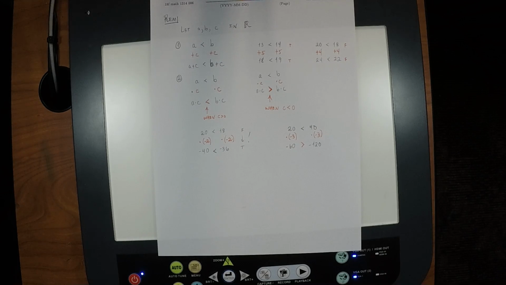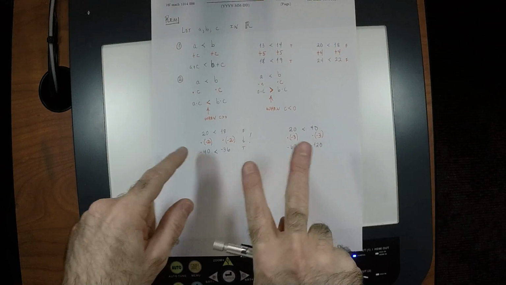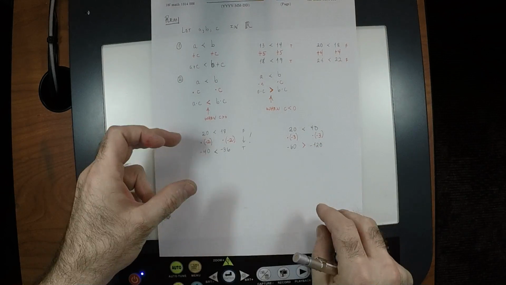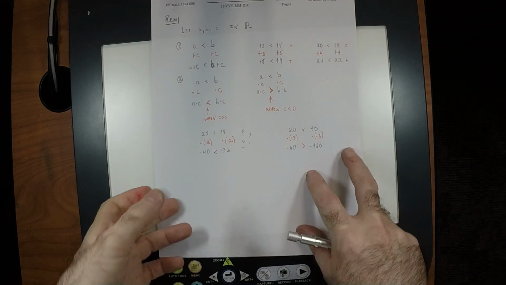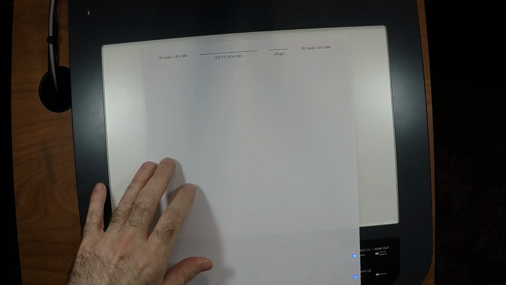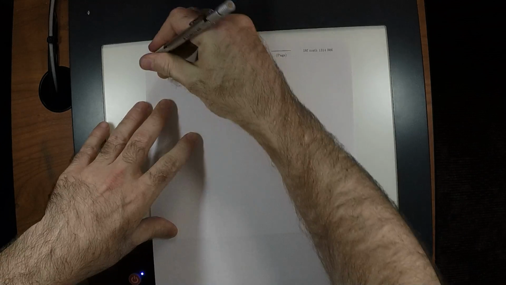All right. So this issue of multiplying both sides by a number that's negative flips the direction of the inequality. That's something that we're going to have to pay very close attention to. And we're going to expend a great deal of effort to avoid losing track of that.